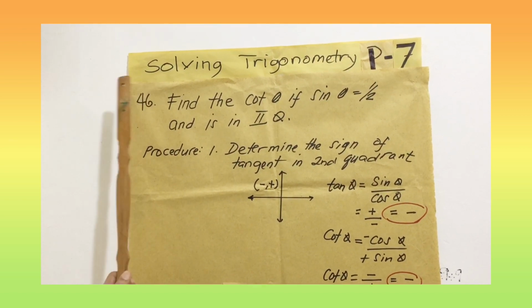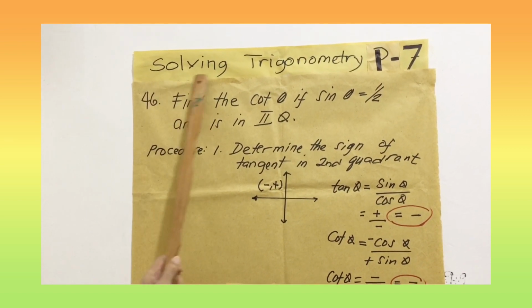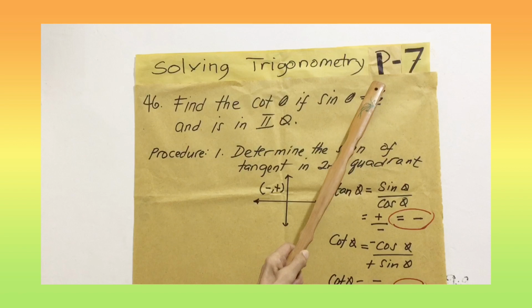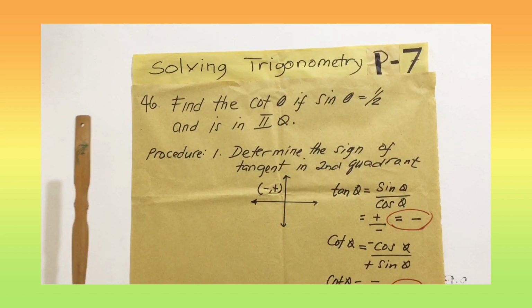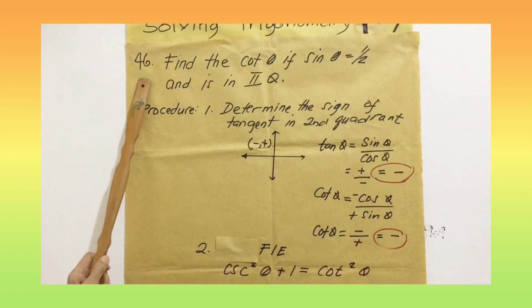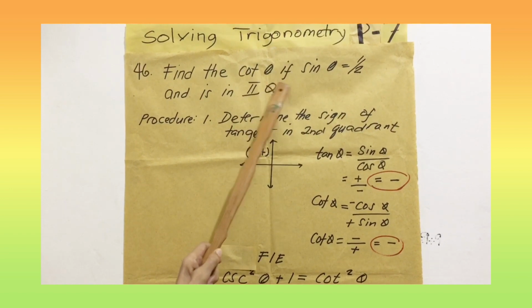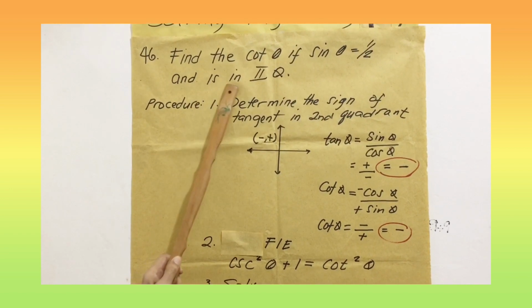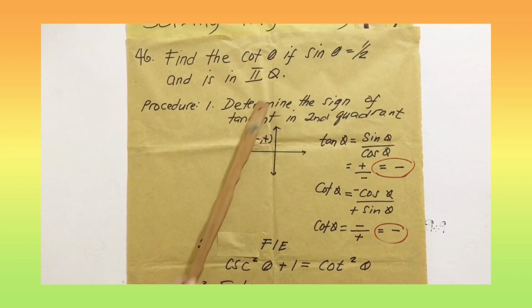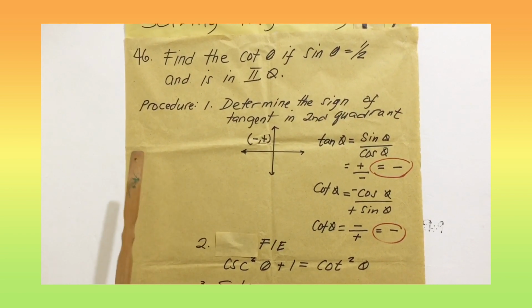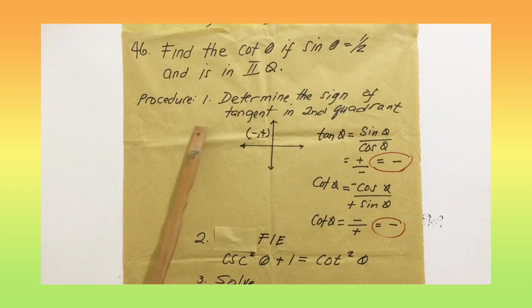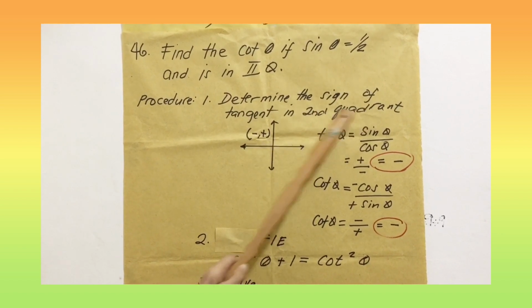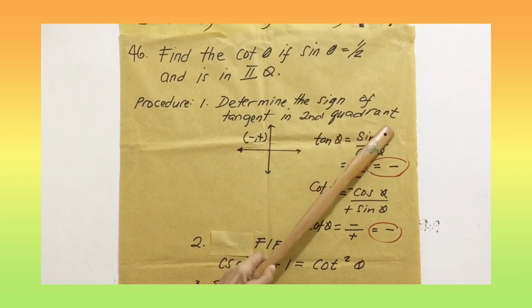Guys, let us continue solving trigonometry. We are now in part 7, number 46 problem. Find the cotangent theta if sine theta is equal to 1/2 and theta is in the second quadrant. To solve this problem, we're going to have a procedure. One is to determine the sign of the tangent in the second quadrant.